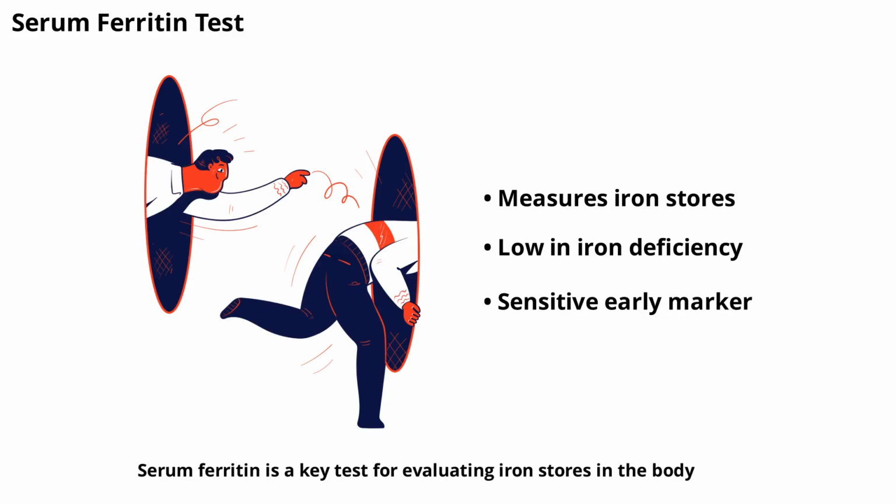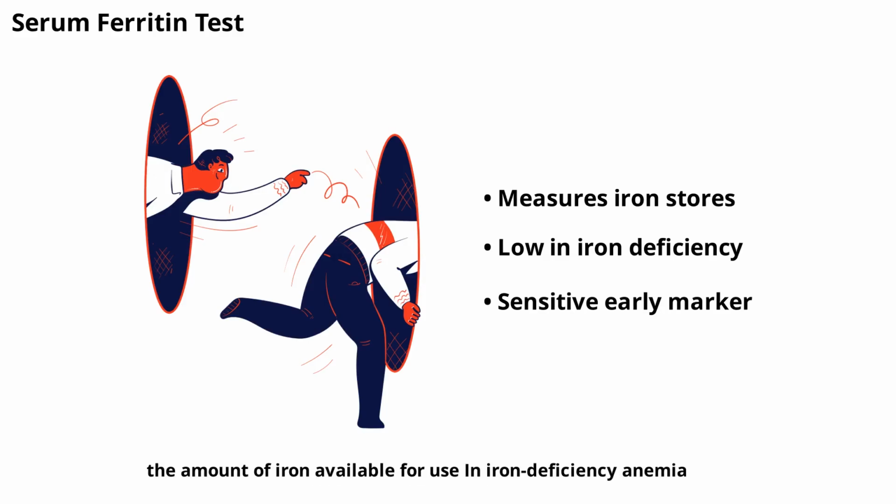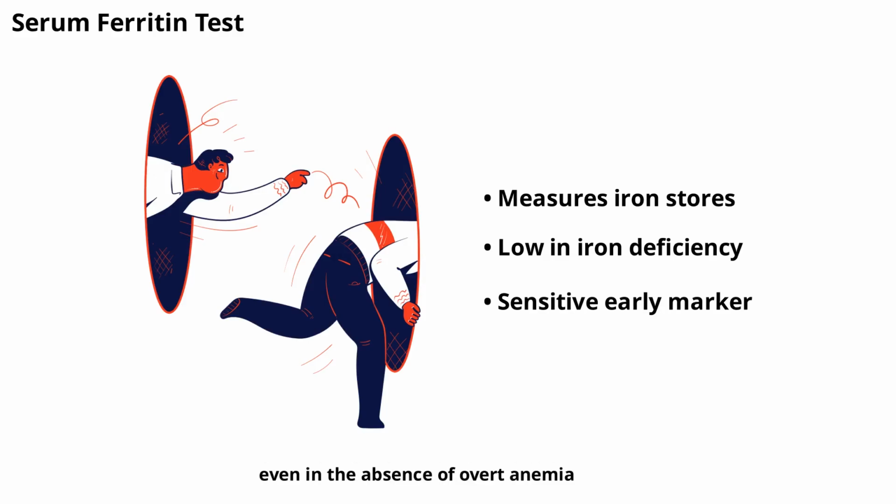Serum ferritin is a key test for evaluating iron stores in the body. Ferritin is a protein that stores iron, and its levels in the blood reflect the amount of iron available for use. In iron deficiency anemia, serum ferritin is typically low, often before other changes are seen in the blood count. This makes ferritin a sensitive early marker for detecting iron deficiency, even in the absence of overt anemia.